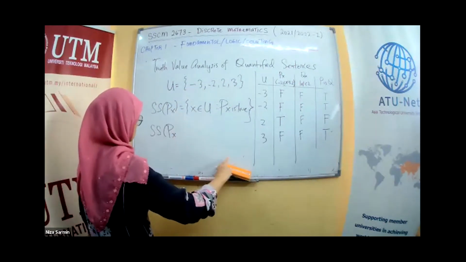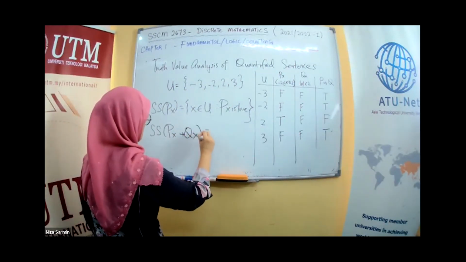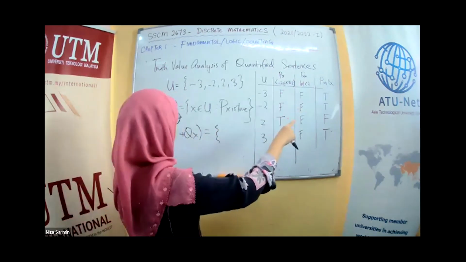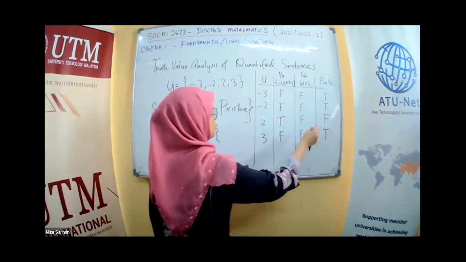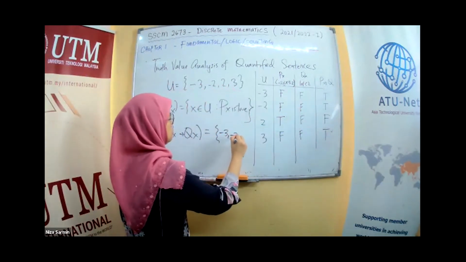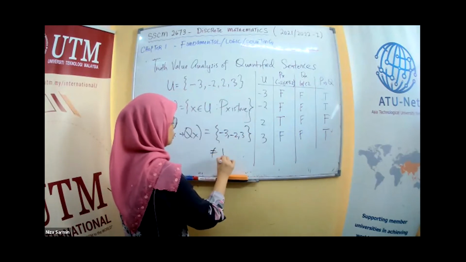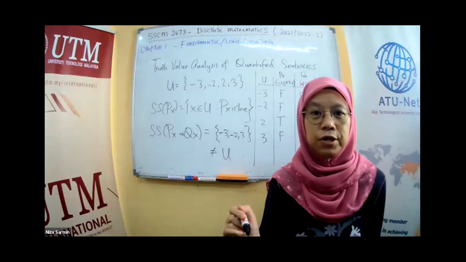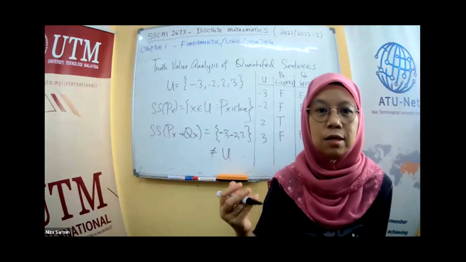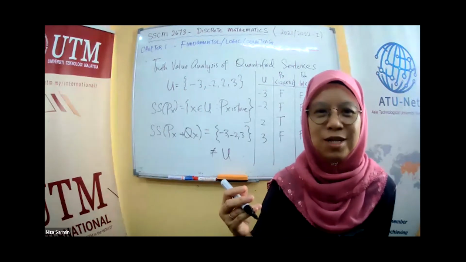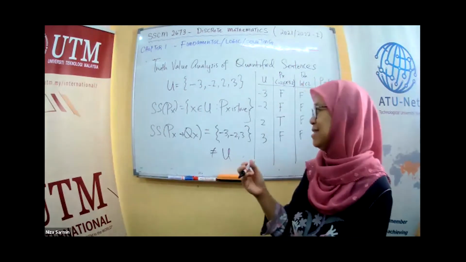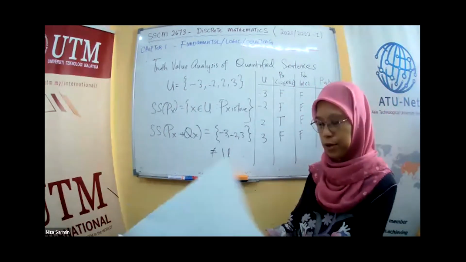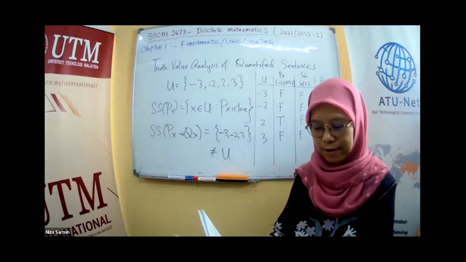Okay, the solution set of the whole statement just now. Where is it? True, true, true: -3, -2, and 3, which is not equal to the whole universe because there is a false. So if you are asked to find the solution set, you just choose the ones that are true. That's pretty easy enough, yeah?